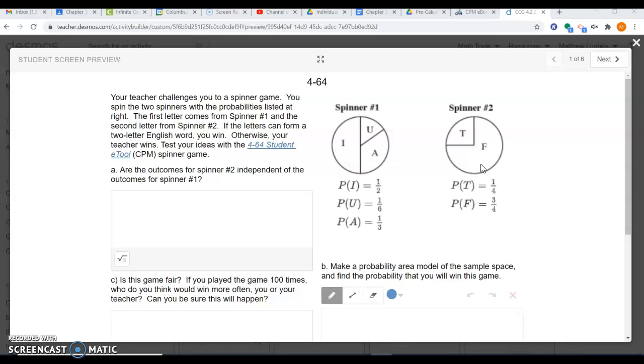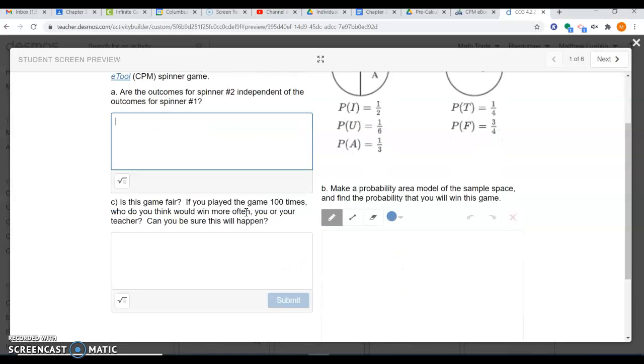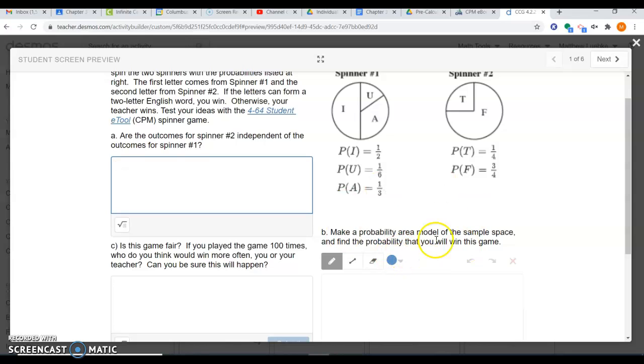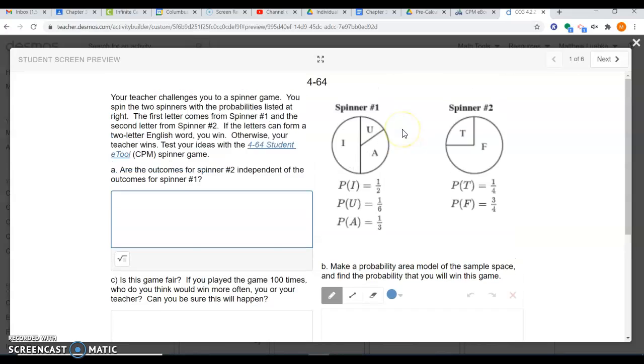And so we're looking, one, at whether the outcomes of spinner 2 are independent of spinner 1, meaning if we get an I on spinner 1, does it change the probability that you get a T or an F in spinner 2? All right, that's what it means to be independent. Does the outcome of spinner 1 change the outcome of spinner 2? You can answer here in A. And then we get to part B, where we want to make a probability area model. We did this on Monday and Tuesday to find the probability that we win the game.